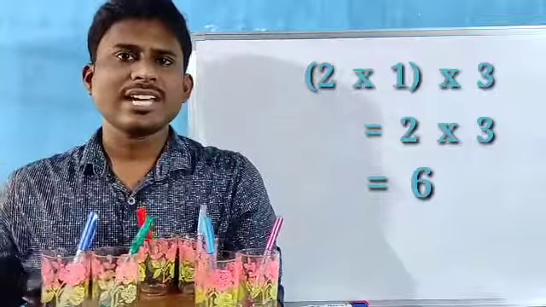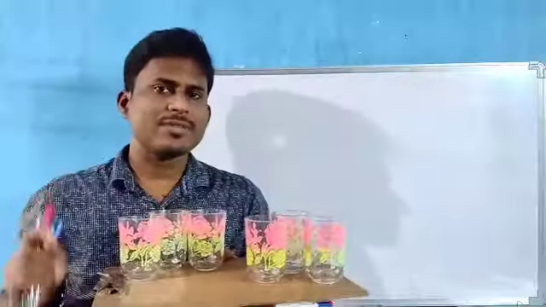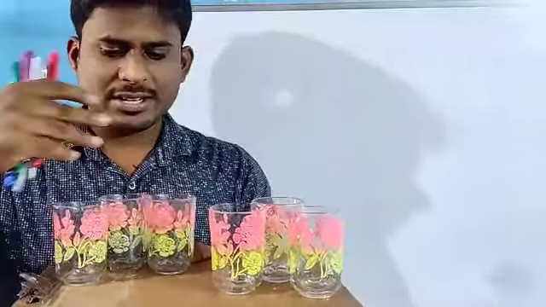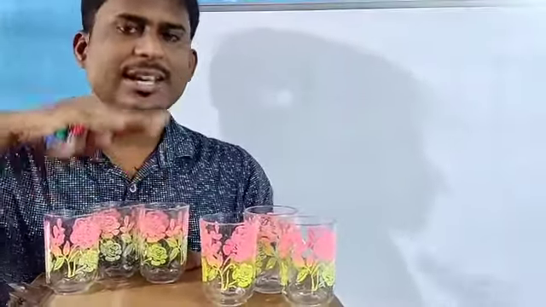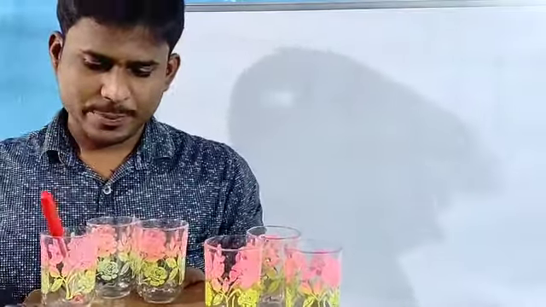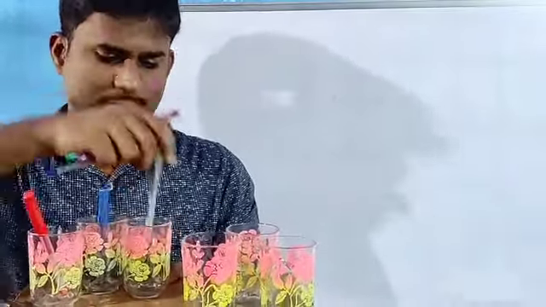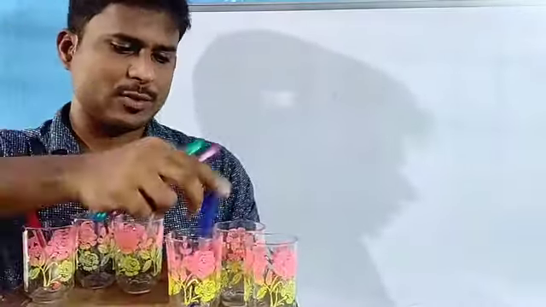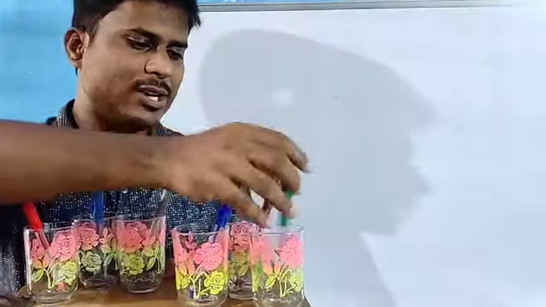Okay children. Now I will change the case. The same set of 6 glasses I arrange in this way. 3 here, 3 here. So how am I arranging, children? 3 and 3. So we have 2 sets, children. Now I am placing one pen in each glass. 1, 1, 1. Again here also 1, 1 and 1.